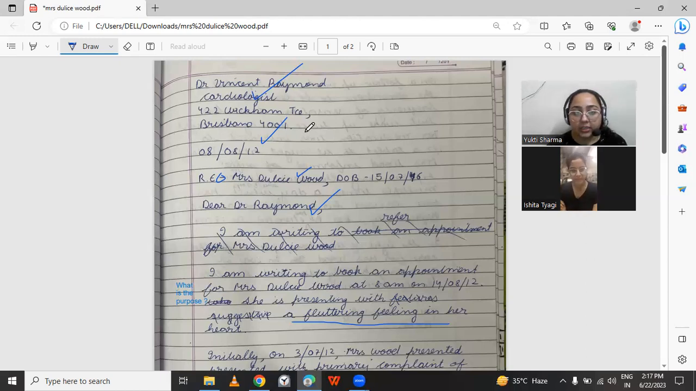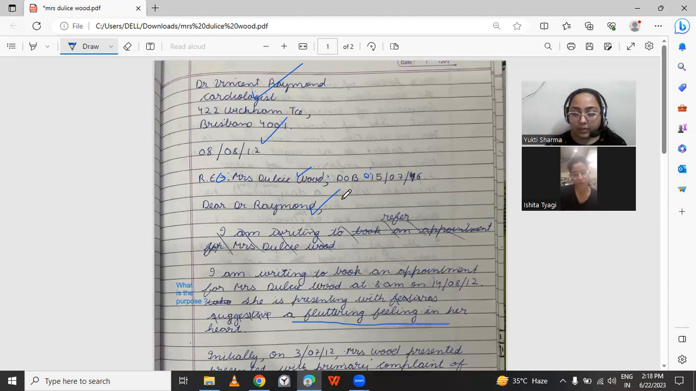Let's check the layout here. The name of the recipient, address and everything, date of writing is correct. Then after RE, you can put a colon sign here. Colon is these two dots like this. Then after the name, you can put a semicolon, that is one dot and a comma. And after date of birth, remove this hyphen and again put a colon. Colon, semicolon, and colon, like that.